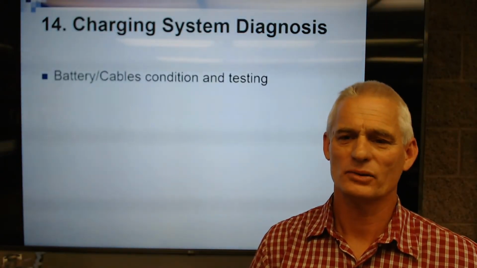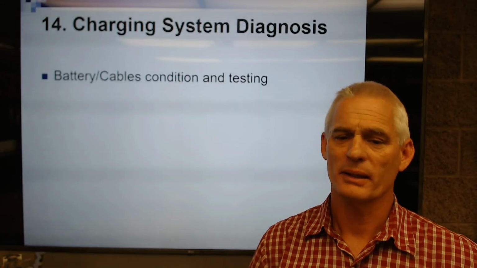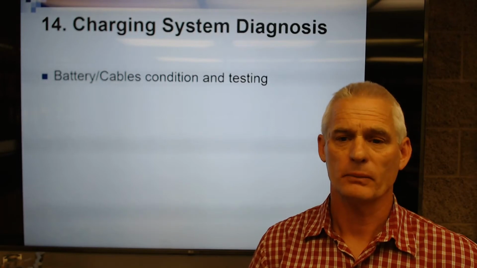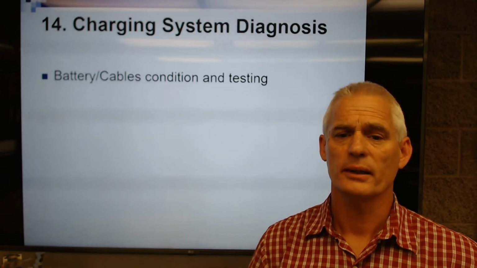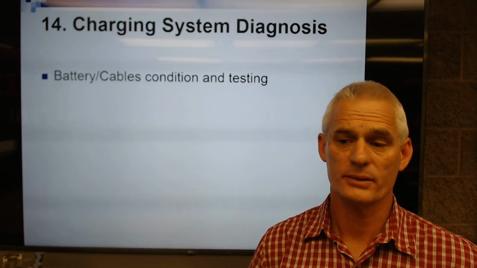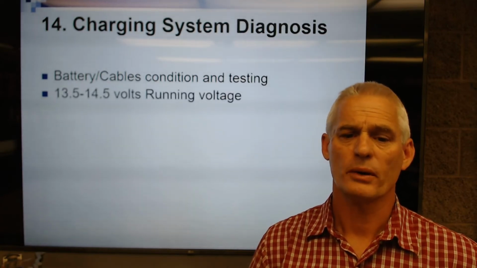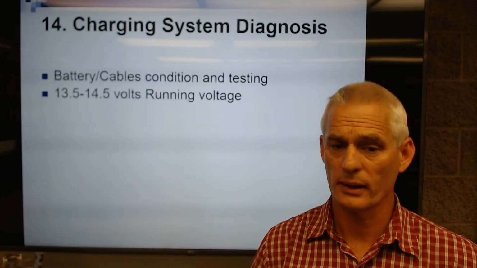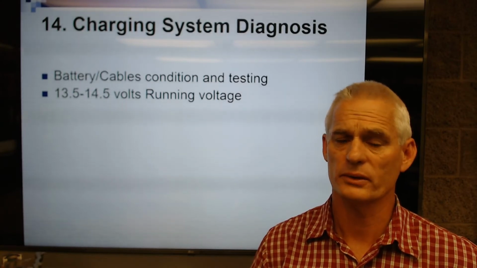So how do we diagnose a charging system? First, we're going to check our battery cables and condition to make sure we're full of electrolyte, and our cables are clean and tight. We'll look at the date code in the battery, make sure it's not close to 7 years old, and it has a resting voltage of around 12.6 volts. We also want to measure at the positive and negative terminals while the engine's running, and make sure we have 13.5 to 14.5 volts running voltage.